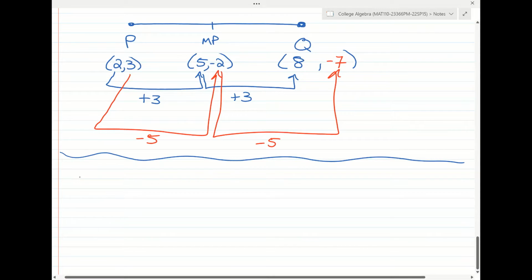Section 2.2, we're going to be focused on the slope of a line.